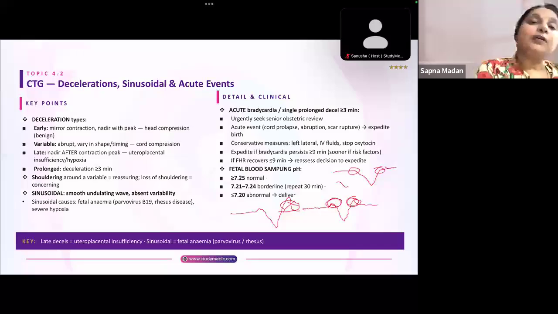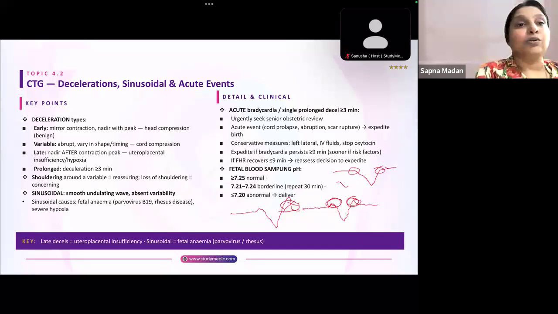What if none of these acute events are there, and there has been a prolonged deceleration? Then you're going to do some conservative measures. You're going to put the patient in left lateral position, give her IV fluids, and if the oxytocin infusion is on, of course, stop it. That is the first thing that we do. If this deceleration prolongs for more than or equal to 9 minutes, then you have to expedite the birth. You have to anyway keep the OT informed. And if there are no risk factors like the acute events, if you've not taken her to OT earlier, then you're going to shift her to OT now.